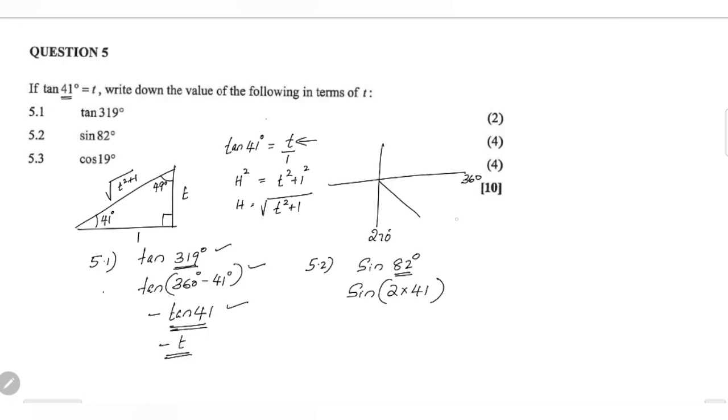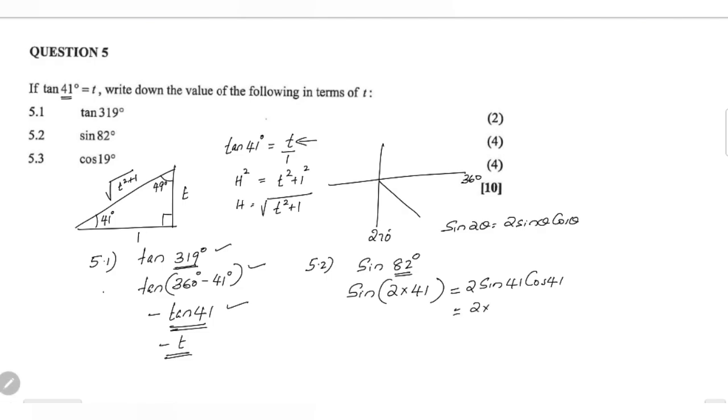So sine 2 theta, you know the formula? Sine 2 theta. What is the formula? 2 sine theta cos theta, isn't it? Replace theta with 41, you will get it. Sine 2 times 41 is the same as 2 sine 41 cos 41. See, we got trigonometric ratio in terms of 41, and you can go to the diagram and write the right angle triangle, get it using Pythagoras and substitute. That is the answer. That 4 marks is yours.